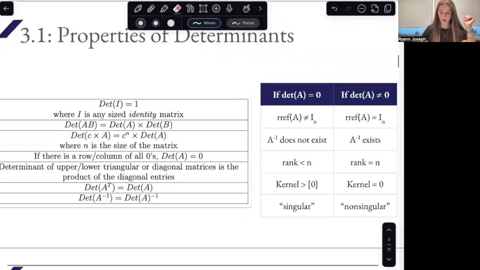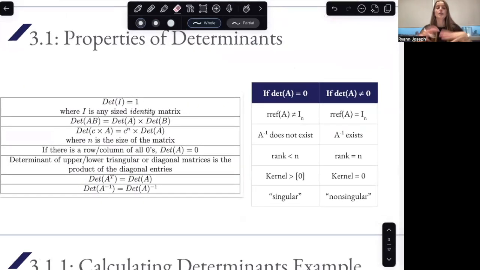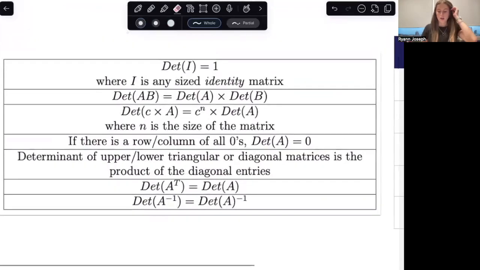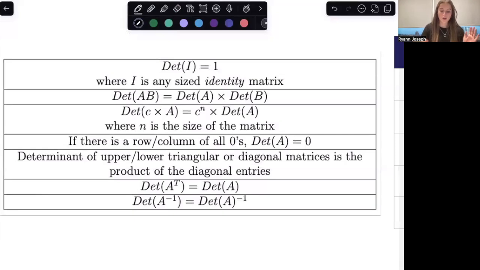Here is a bunch of properties to discuss. Again, the determinant is only defined for square matrices. So all of these things only apply to square matrices. And unlike inverses, every square matrix has a determinant. It can be 0, which is exactly the equivalent of a matrix not having an inverse. Okay, so the determinant of the identity matrix is 1, which I think makes sense.